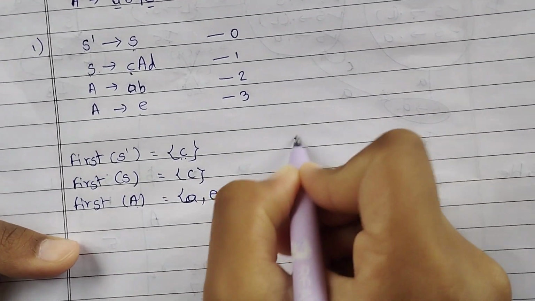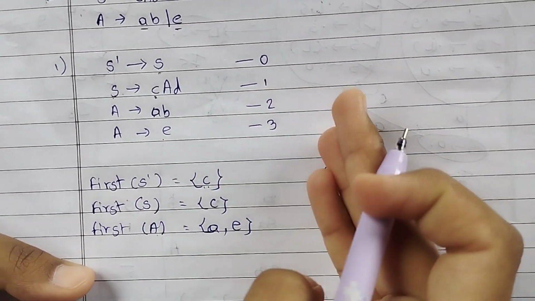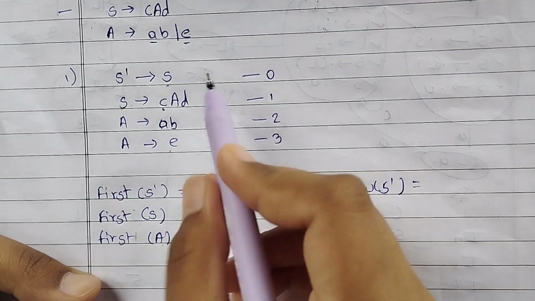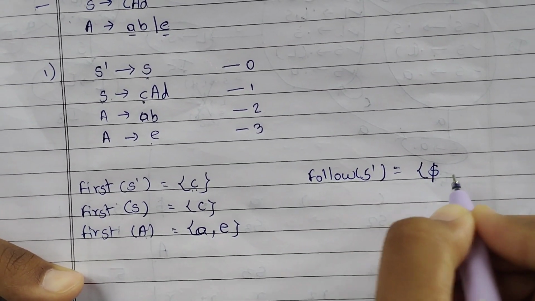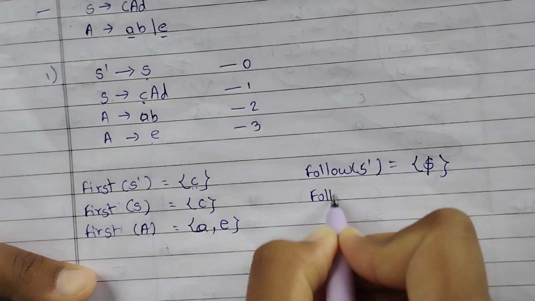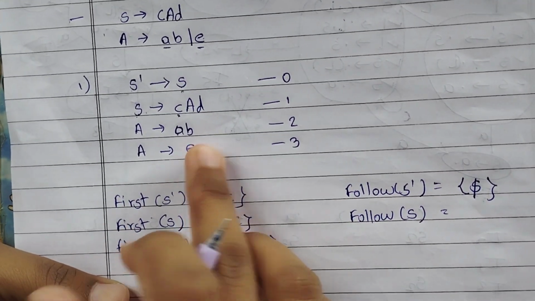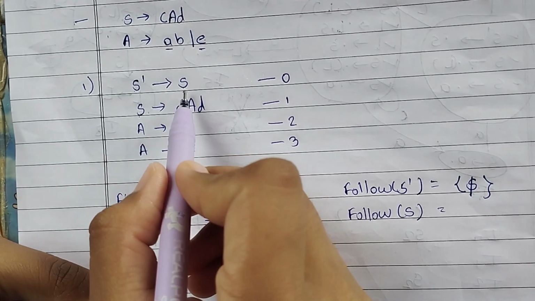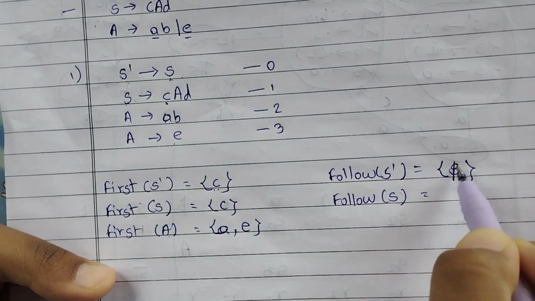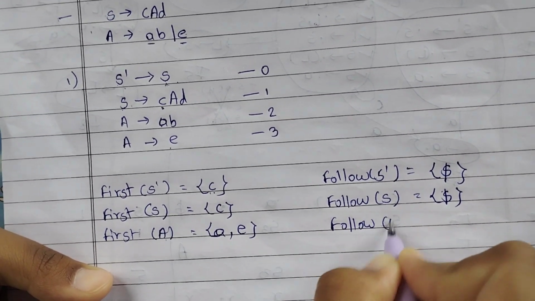Now follow. The follow of S': we look in the grammar for where S' is present on the right side. S' is not present, and it is the starting symbol of our newly generated grammar, so we always write dollar for the starting symbol. So the follow is dollar. Now the follow of S. Again check where S is present on the right side. Here S is present, and this capital S is followed by null, so we take the follow of S', which is dollar. So we write dollar.